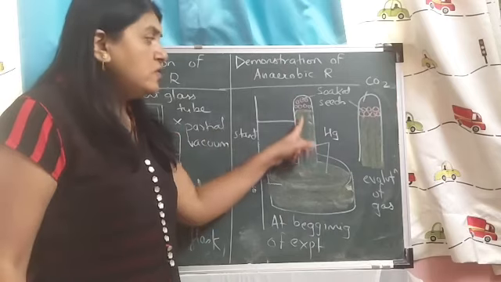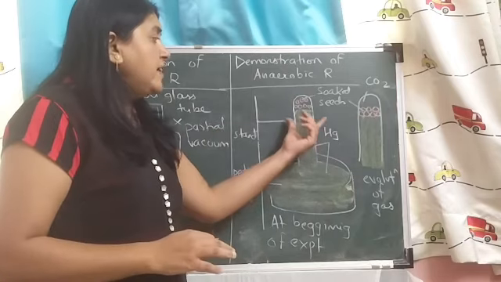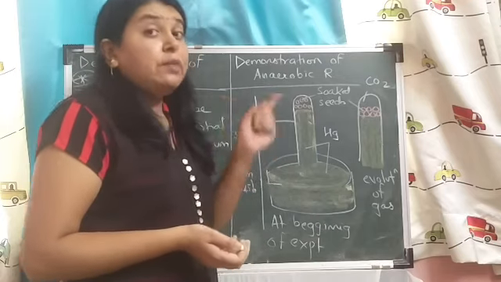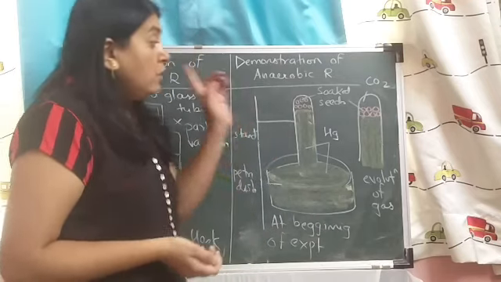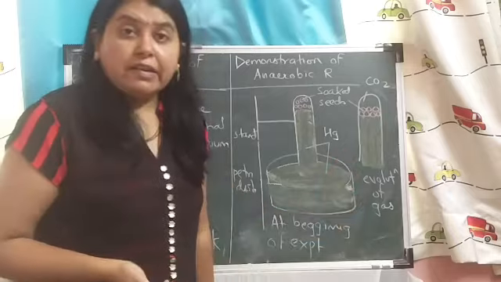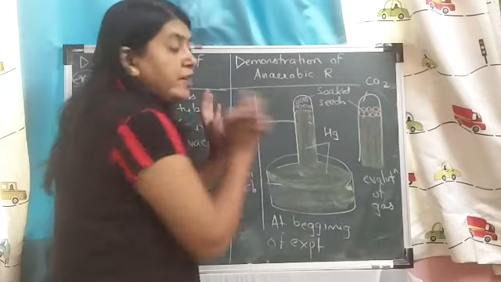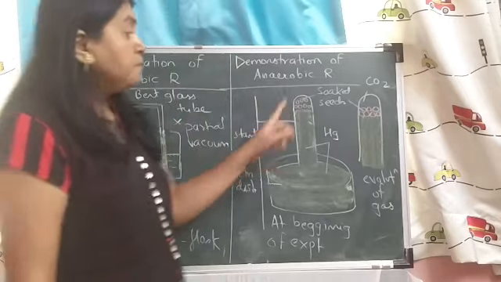Okay, since there is no oxygen because the complete setup is filled with mercury, they will perform anaerobic respiration, which you can demonstrate in the second diagram. In the second diagram, I have not drawn the last part. I have shown only the test tube, but you can understand from that.